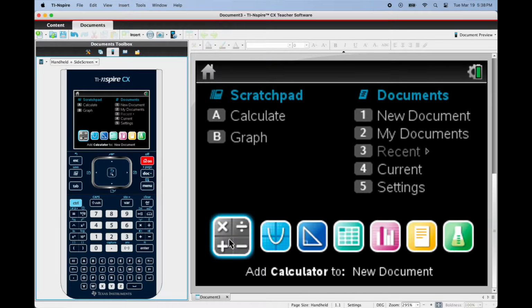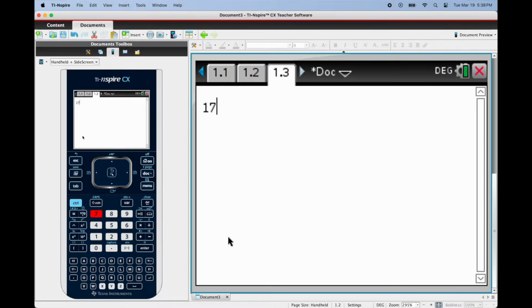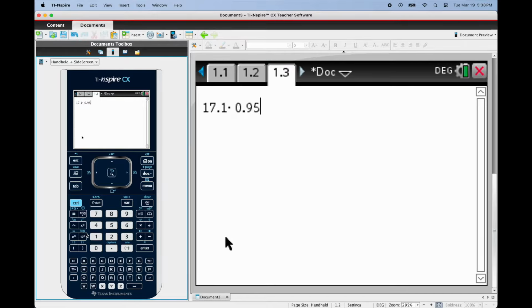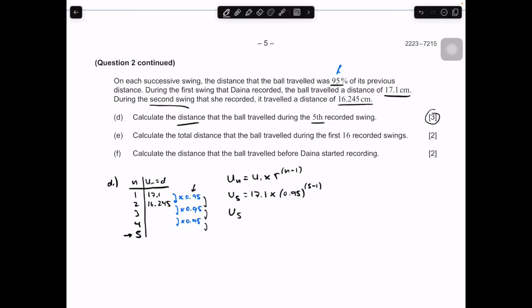Okay, let's get a new screen once again. So 17.1 times 0.95, and we want to raise this to the power of 5 minus 1, or simply 4. There we go. Let's go back to the document. u5 is equal to 13.9281, or u5 is equal to 13.9 in terms of our significant figures, and we can write in centimeters. Alright.